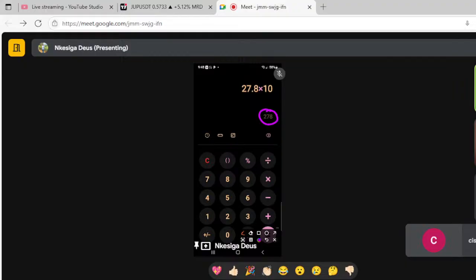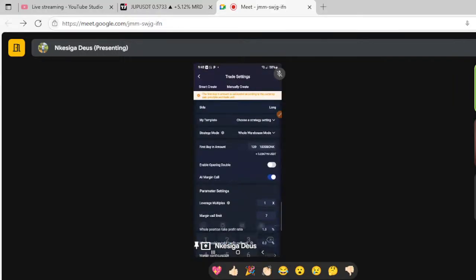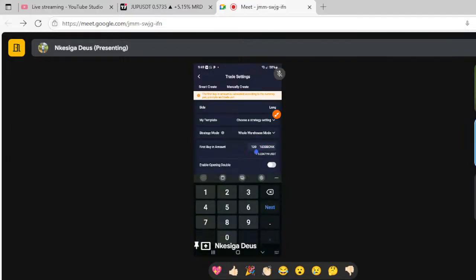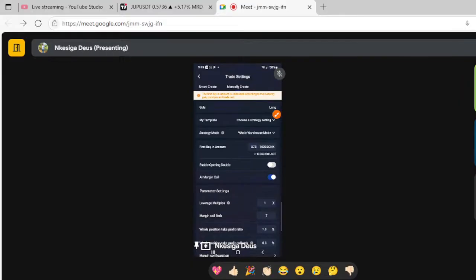Exactly. So we can now get this one to 278, and I put them here at the top. That means this that we are seeing here, 10. When you get 10 divided by 1x, it is 10. Meaning this time you are going to use $10.